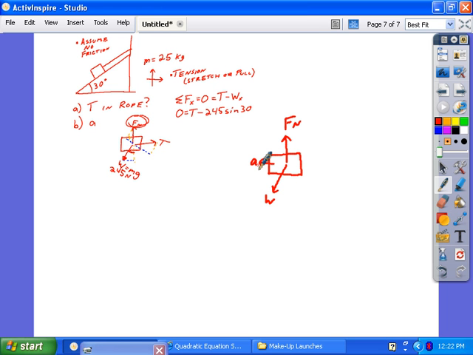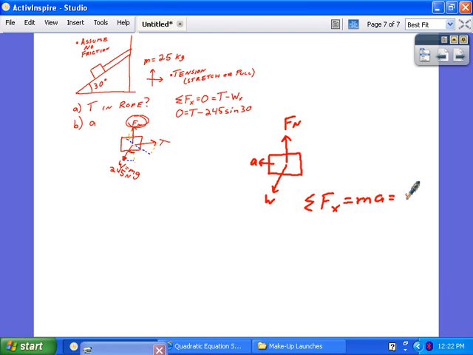Okay, so my sum of the forces in the x direction is going to equal the mass times the acceleration. Now, I know how much in the x direction the weight is pulling. I already figured that out right here. So that means that the mass times the acceleration is simply negative 245 sine 30. I plug in my mass, which I know, and I can solve for the acceleration.